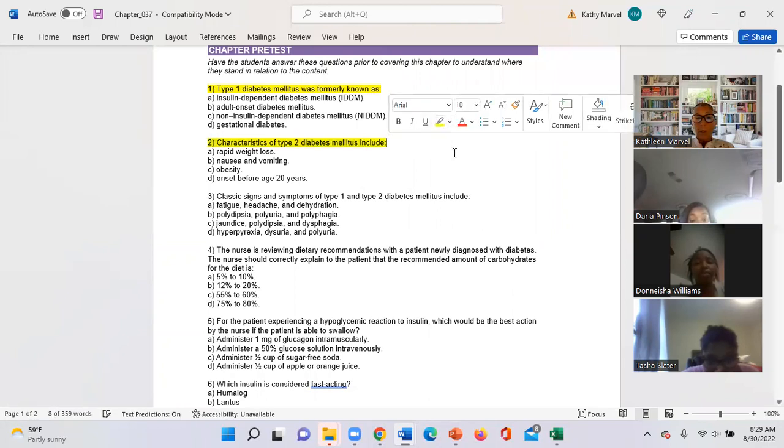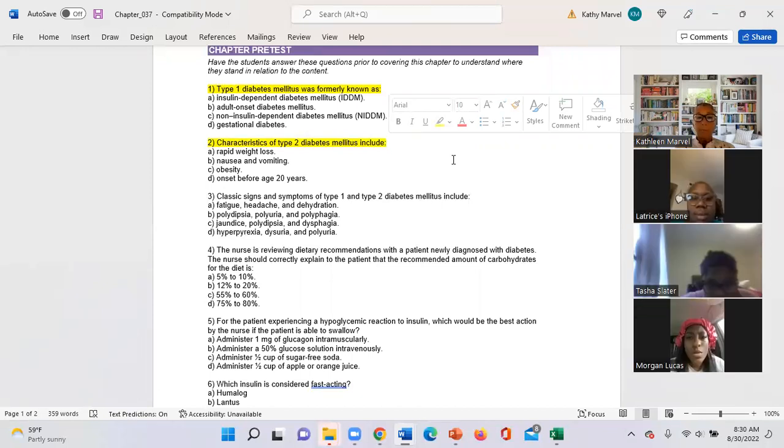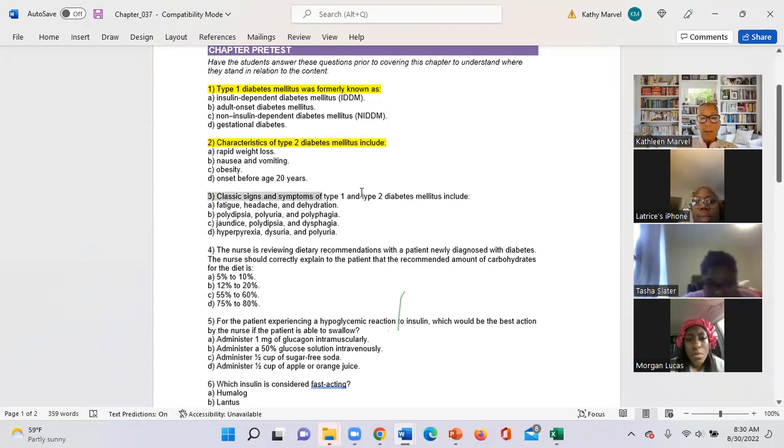Okay, remember we have two types of diabetes. Type 1, which is insulin dependent, and we go through this in the notes, and type 2. B. So what's number 2? It's C. Everybody know why that's C? Because it's type 2. You can get it from being overweight, your eating habits, your diet. Okay. What are some classic signs and symptoms of type 1 and type 2?